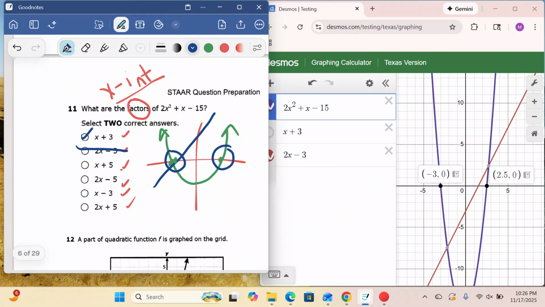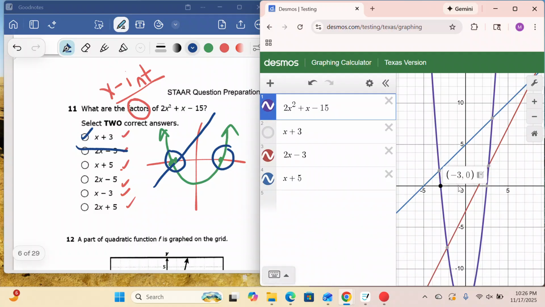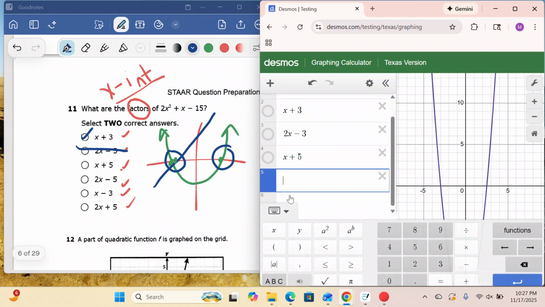We're going to put in the next one, x plus 5. I'm going to input x plus 5. And that one does not pass through either one of the x-intercepts. It doesn't pass through that one or that one, so these are both wrong. Let me go ahead and put in 2x minus 5.